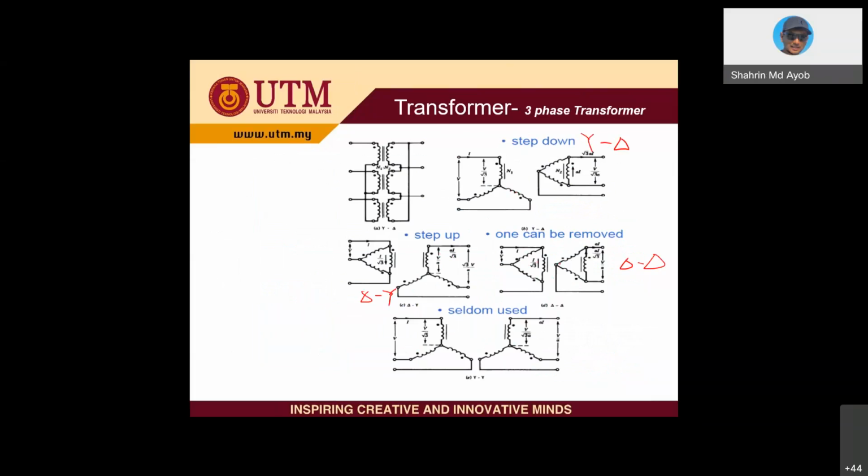So delta to delta, as you can see, for example, you can remove this. Okay, you can remove this one phase from the operation, and it still can actually operate. Okay.